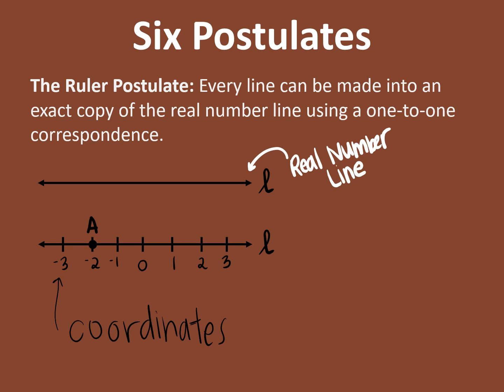So what the ruler postulate tells us is that all lines have infinitely many points and are all infinite in length. Again, we're calling a line this line with the double-sided arrow on it. These are infinite in length, and they contain infinitely many points or infinitely many coordinates. So let's talk about some of the results that follow from the ruler postulate.